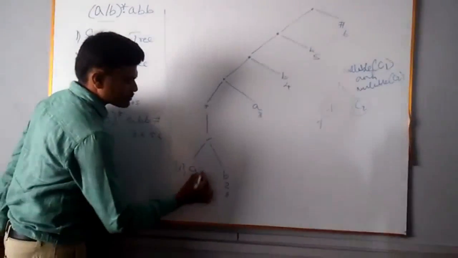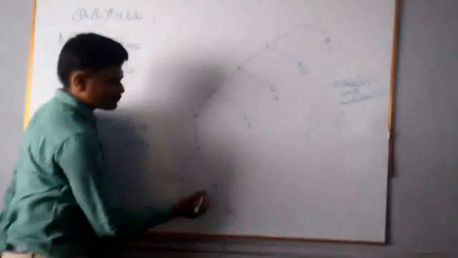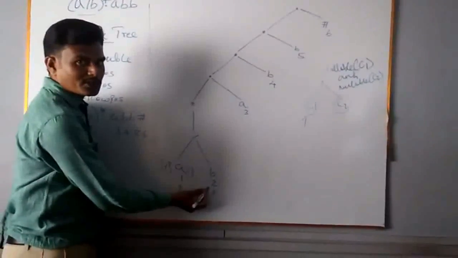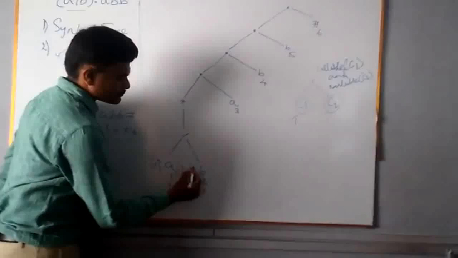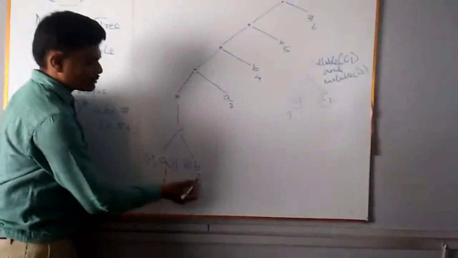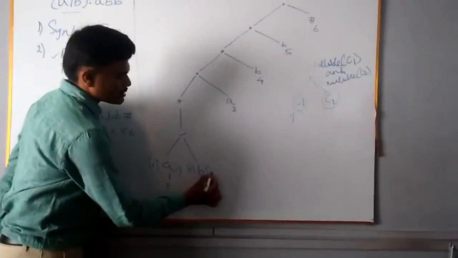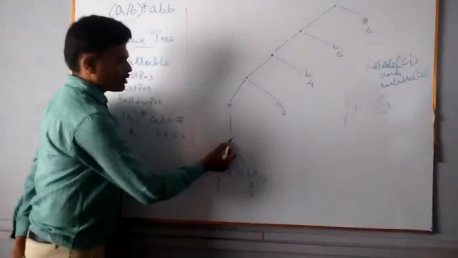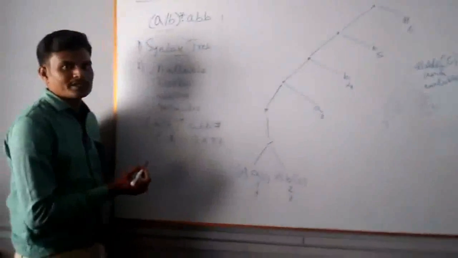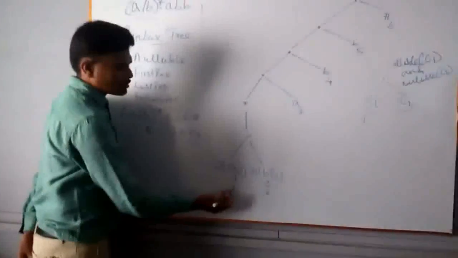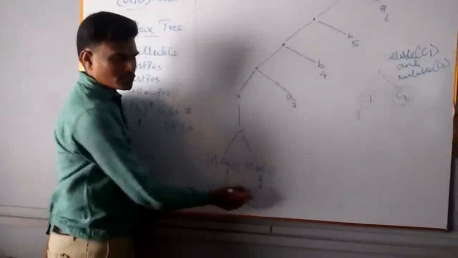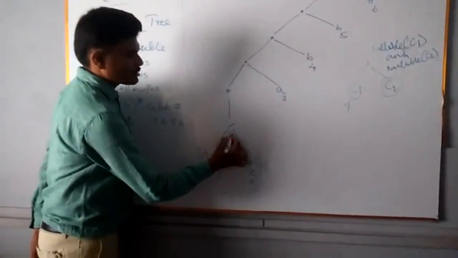And for the last position also it's 1. For this B node also we have to find out. Here the position is 2, it's also a leaf node. So the first position is 2 and the last position is also 2. After that we have to find it for this OR operator. Nullable of C1 is false, nullable of C2 is false, and false or false is false.